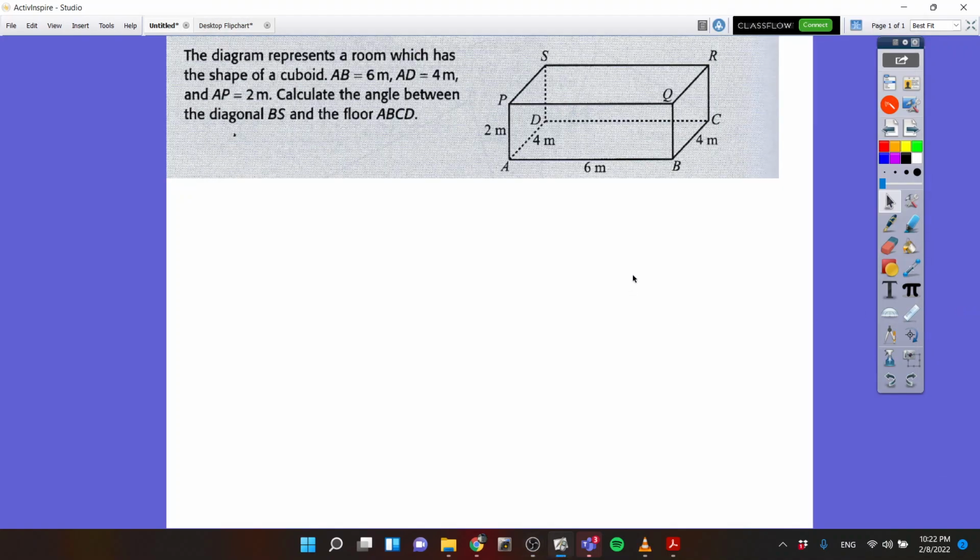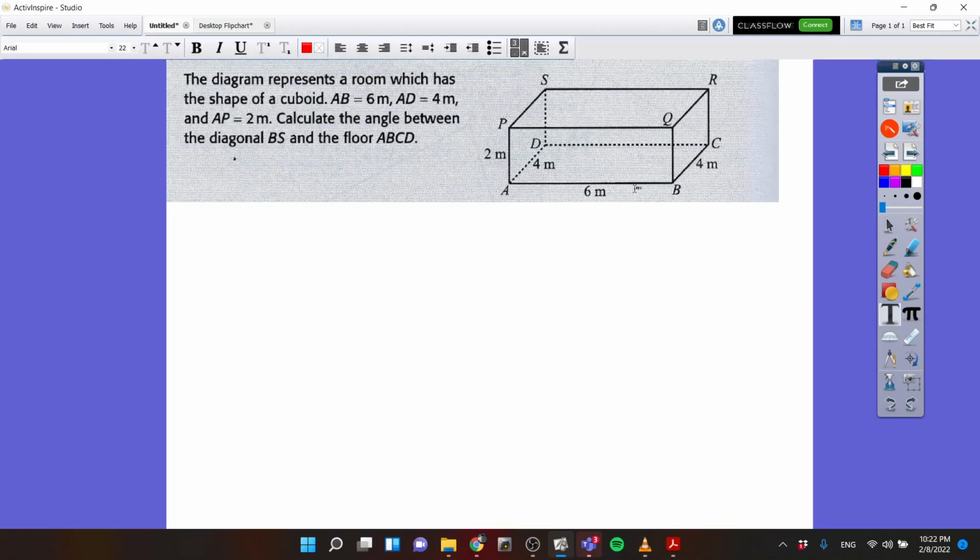Hey there, students. So I wanted to talk about 3D trig in this assignment. You can see here what I'm talking about, that this is a three-dimensional object. It's like a box, or the British call it a cuboid. I would call it a rectangular prism. I guess I should write those.